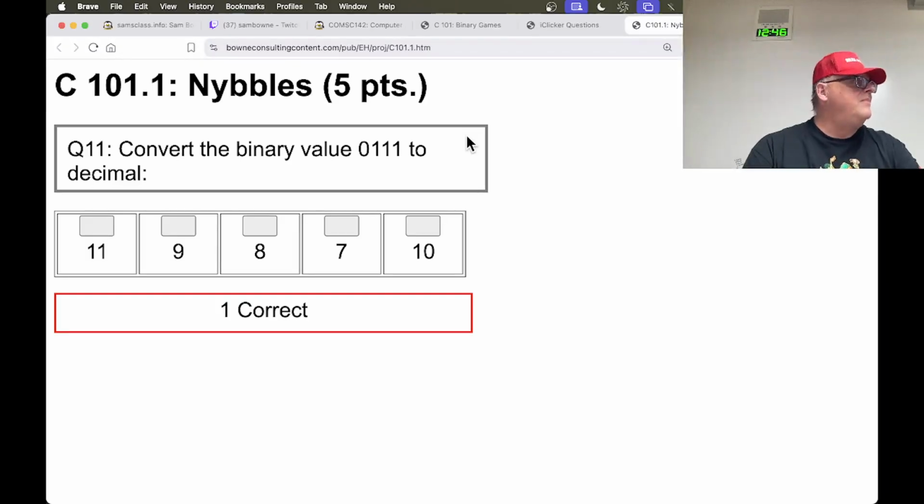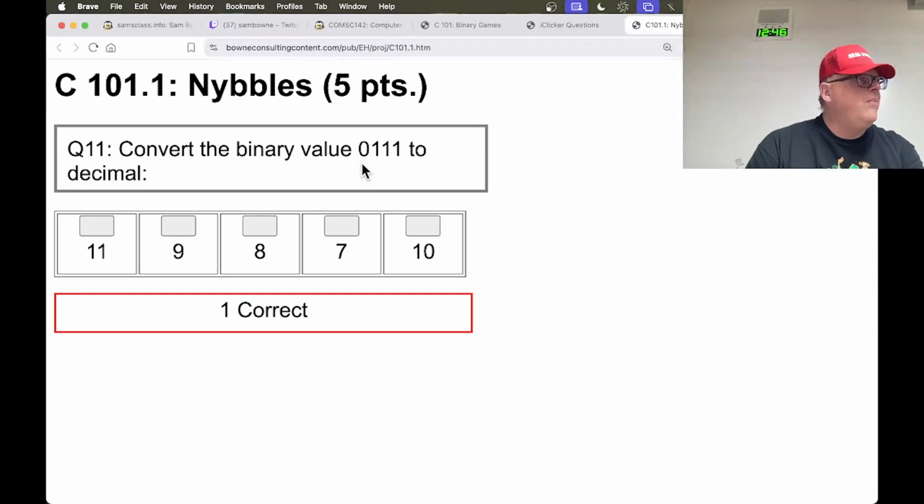Have you got it? Got a guess? Okay, what happens? You start at the right. This digit is the number of 1s. This is the number of 2s, and the number of 4s, and the number of 8s. So what do you get if you add up all the ones that have a 1?